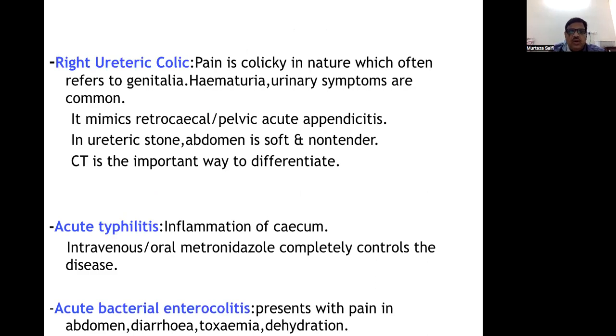Right ureteric colic may also present as acute appendicitis. Pain is colicky in nature, which often refers to the genitalia; hematuria and urinary symptoms are common. It mimics retrocecal or pelvic acute appendicitis. In ureteric stone, the abdomen is soft and non-tender. CT is the important way to differentiate acute appendicitis from the ureteric stone.